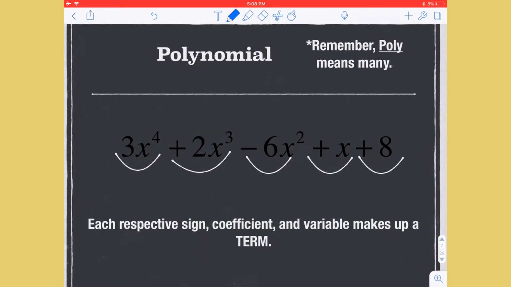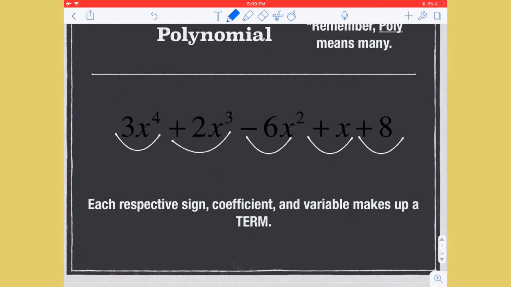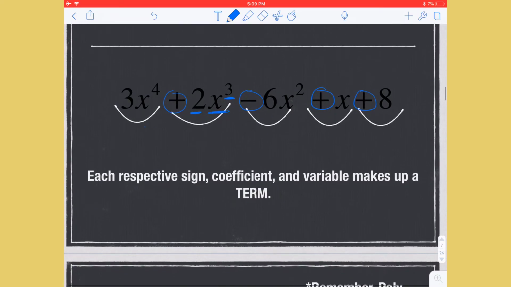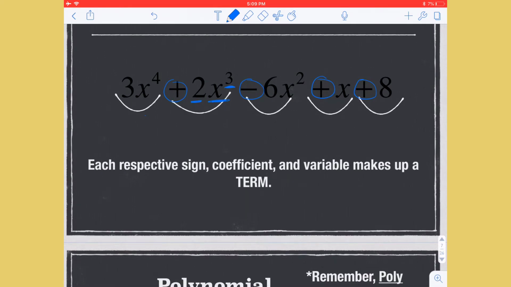Each respective sign, their coefficient, and variable makes up what we call a term. So you want to make sure that you're counting the sign, the coefficient, along with the variable and its exponent. And all of that together makes a term. You'll notice that each of these terms are separated by either a positive or a negative sign because that's what lets us know that we have different term values. So in this case, this polynomial of the fourth degree with a leading coefficient of 3 contains 1, 2, 3, 4, 5 terms.